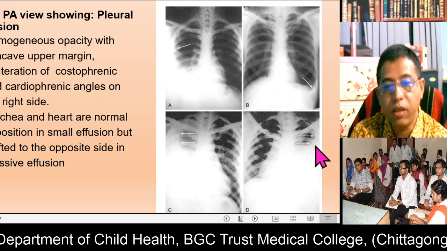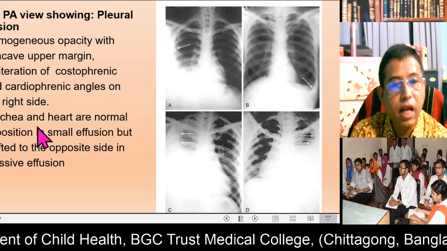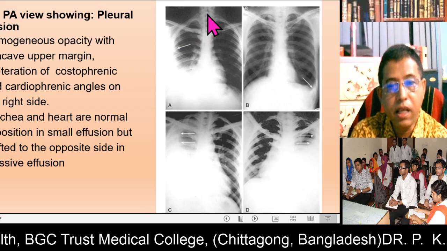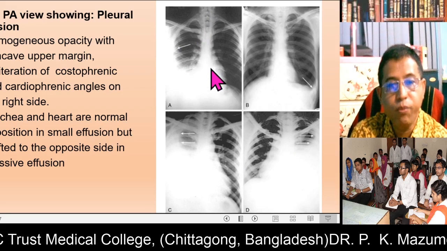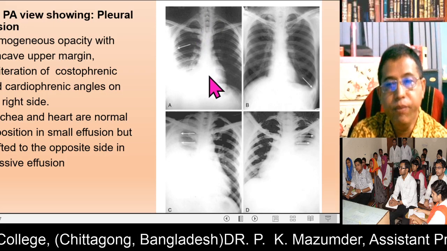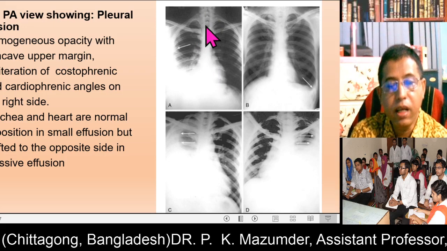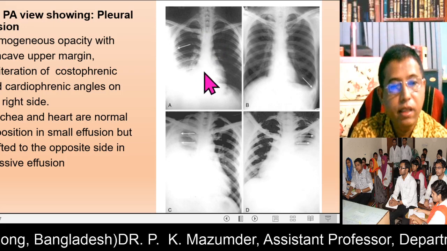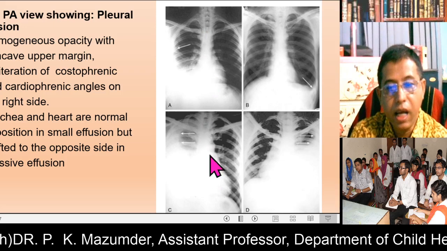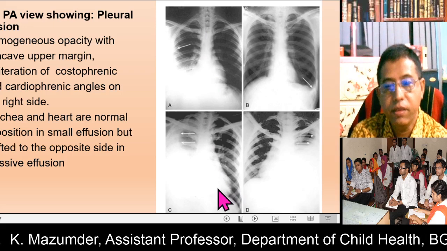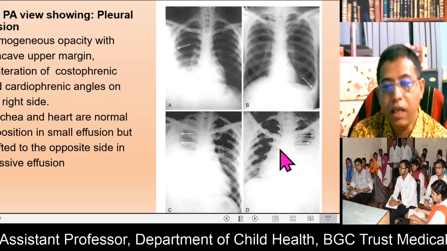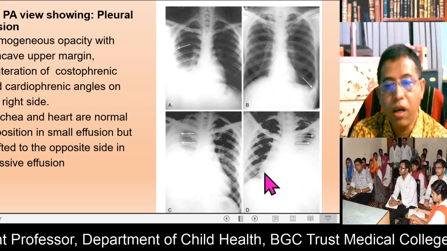Trachea and heart are normal in small pleural effusion, but shifted to the opposite side in massive effusion. In this massive effusion, the trachea and heart are shifted to the opposite side.